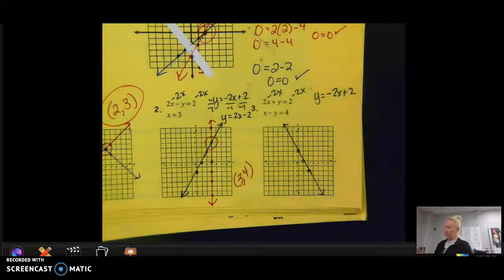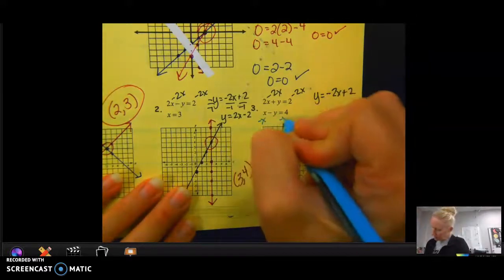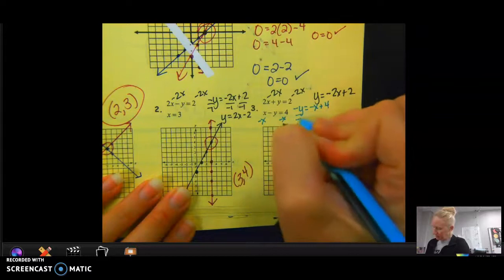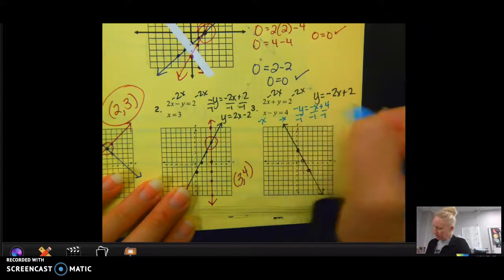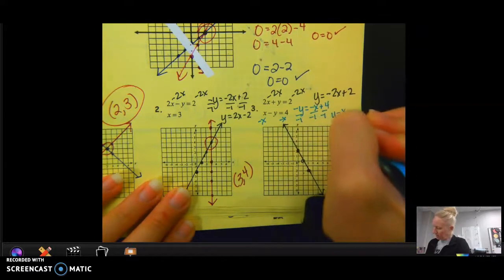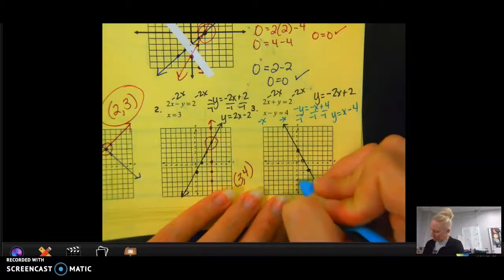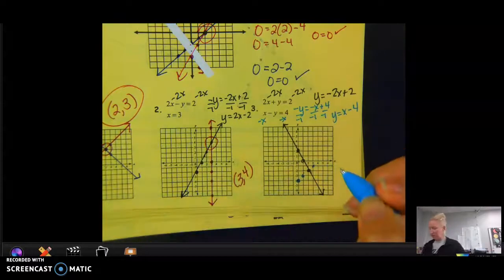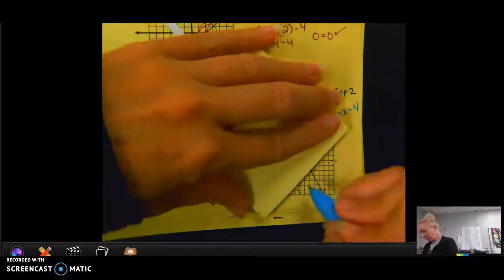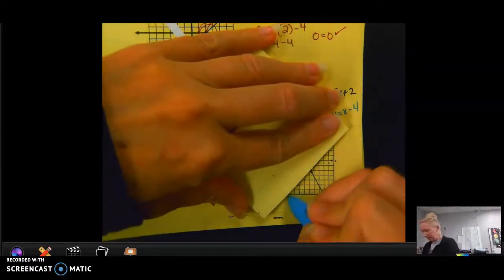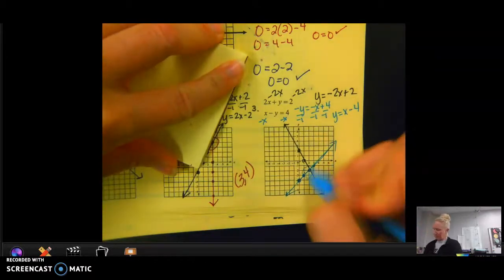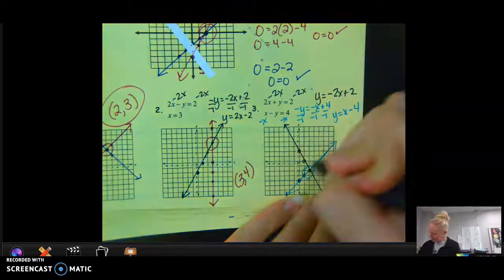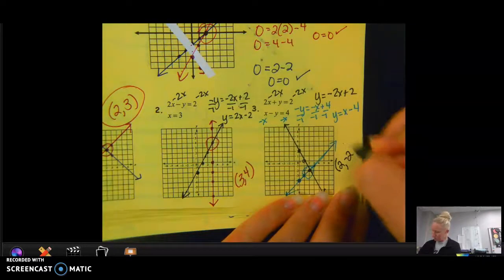All right, and then this one, subtract x from both sides. So I get negative y equals negative x plus 4. I'm going to divide by negative 1 everywhere. So I get y equals x minus 4. So the y-intercept is at negative 4. Slope is up 1 over 1, up 1 over 1. I'm going to keep doing that. And there's my point. That point is at over 2 and down 2.